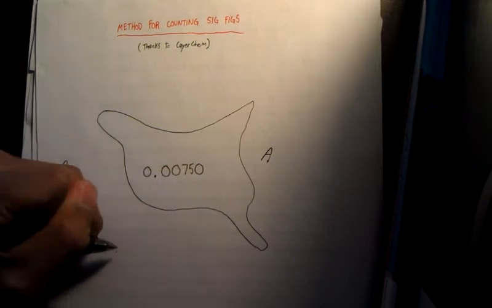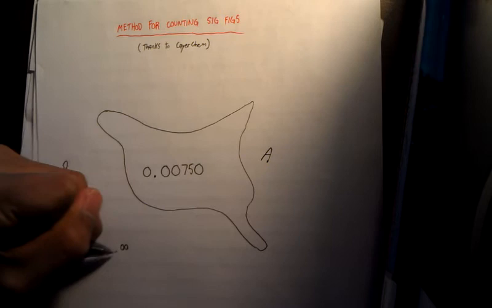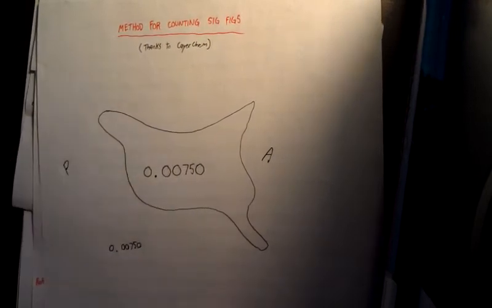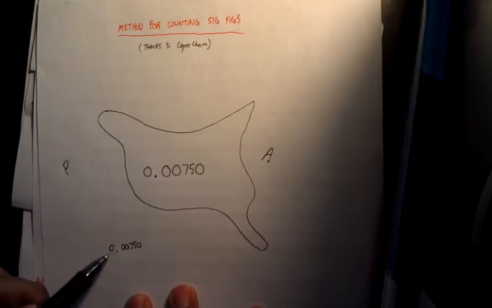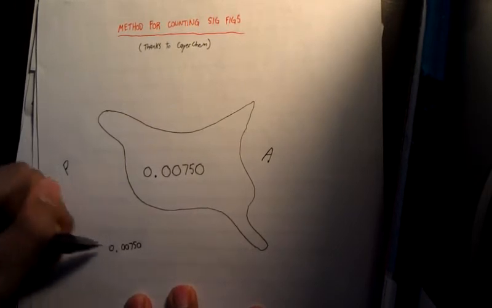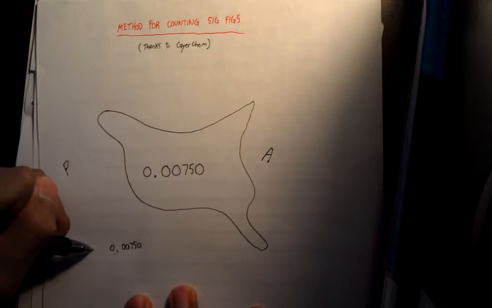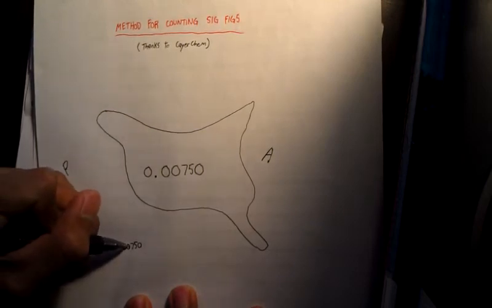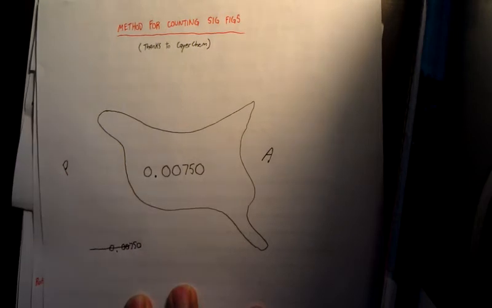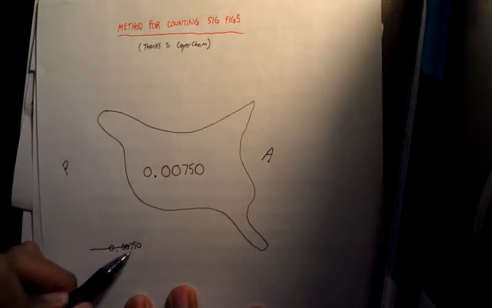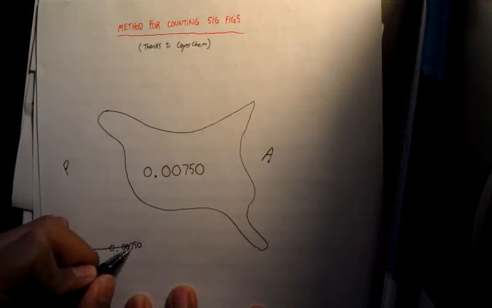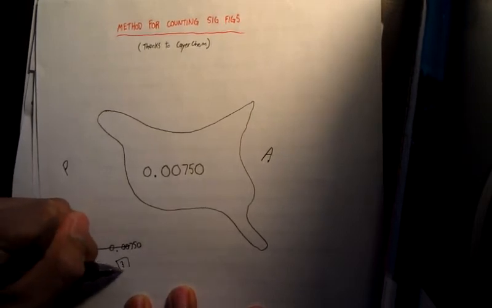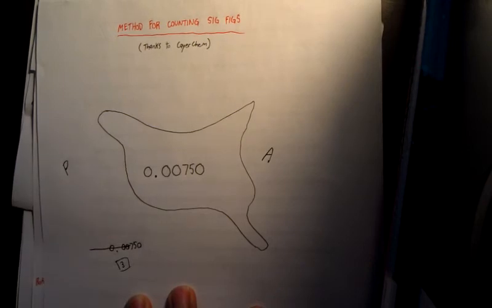So our number here is 0.00750. There's a decimal present, which means that you're going to come from the Pacific side, the left side, and you're just going to cross out all the zeros you hit until you get to an actual number. In this case, that actual number is the 7. So from here you have 1, 2, 3 sig figs. You have 3 sig figs in that number right there.